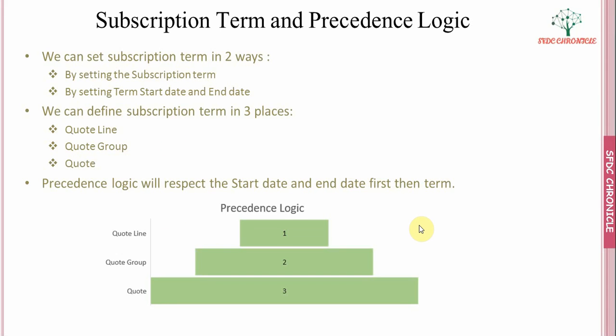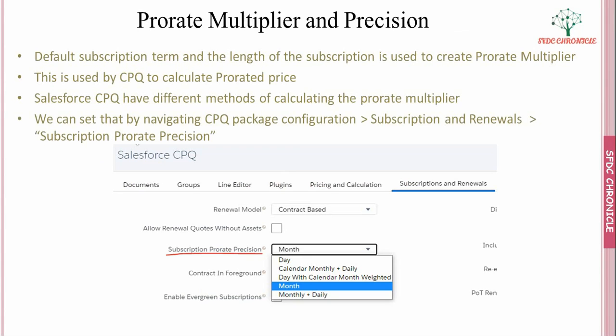Now let's move on to the next topic, that is prorate multiplier and precision. What is prorate multiplier? It seems like some complicated maths, right? It's not like that. So what is that one?